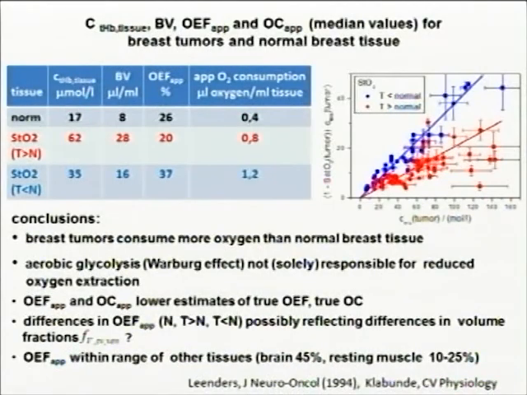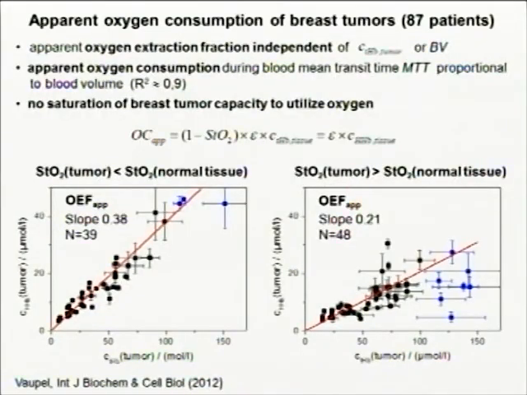So let me summarize. We measure an apparent oxygen extraction independent of blood volume, and the apparent oxygen consumption during mean transit time is proportional to blood volume, and this means that you cannot saturate the capacity of breast tumors to utilize oxygen. They take the oxygen they can get.